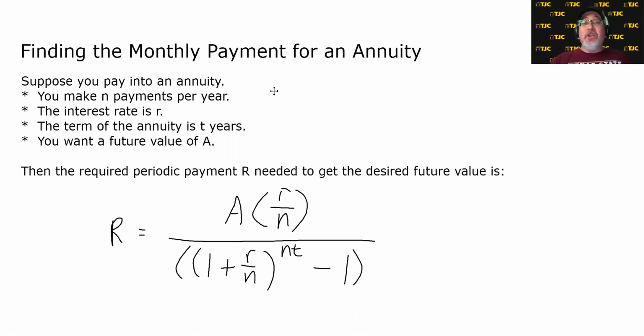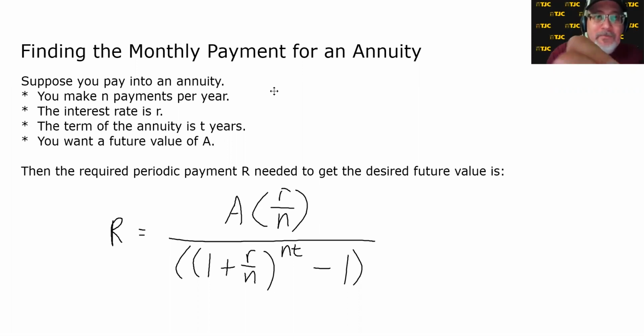Suppose you pay into an annuity. You make n payments per year. The interest rate is lowercase r. The term of the annuity is t years. You want a future value of A. Then the required periodic payment, capital R, needed to get the desired future value is, and I'm going to highlight it as I read it.